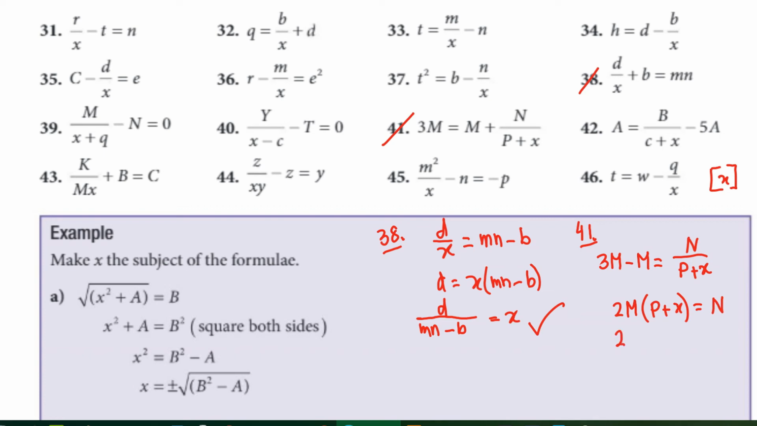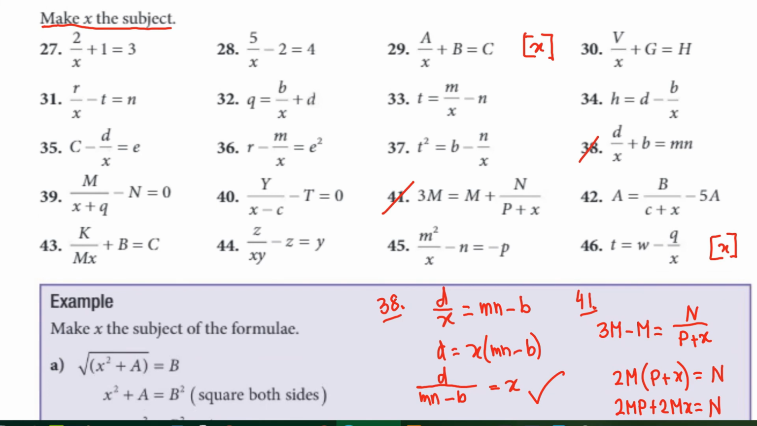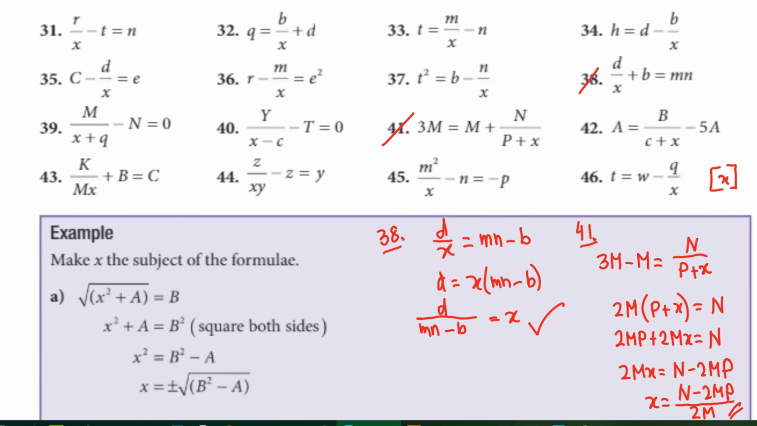Now remove the bracket, which is 2mp minus 2mx equals N. Now, sorry, plus 2mx. So make 2mx the subject from here, which you can write N minus 2mp. Now x we can write equals N minus 2mp divided by 2m, and this is our answer to this question. Let me show you another one as a last question for today, and then I will give you some working.